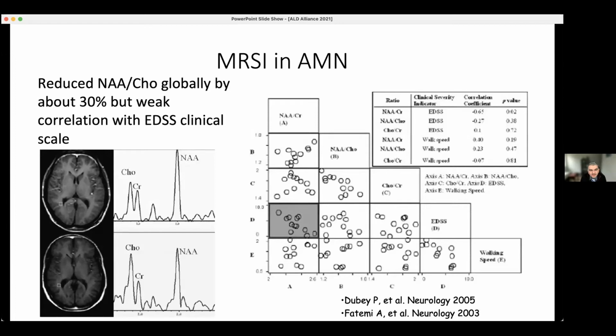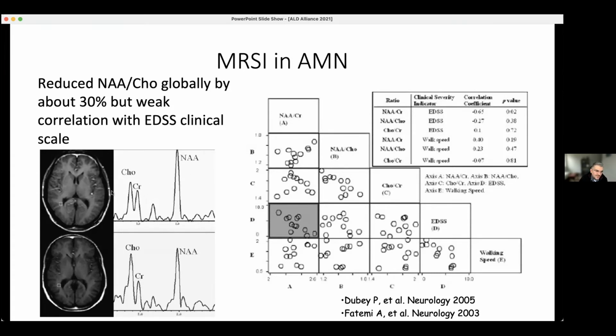This is how I got to work in ALD when I first joined Hugo Moser and Jay Raymond's group back in 2001, when I didn't have gray hair. Anyway, at that time, we did a lot of what we call MR spectroscopy. This is a methodology to look at chemicals in the brain in a living person. It's basically like an MRI, and you can measure these peaks.